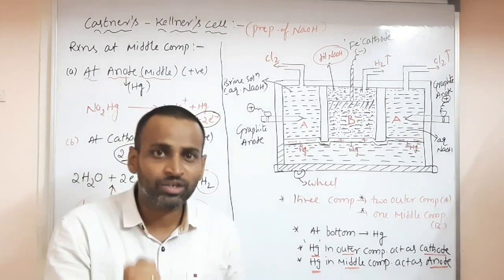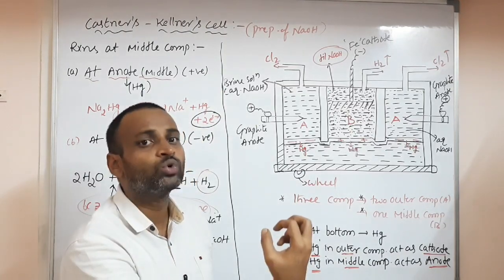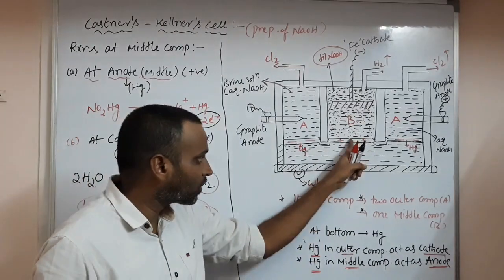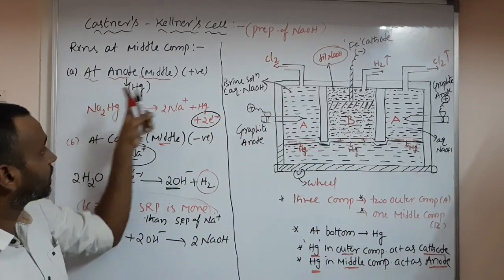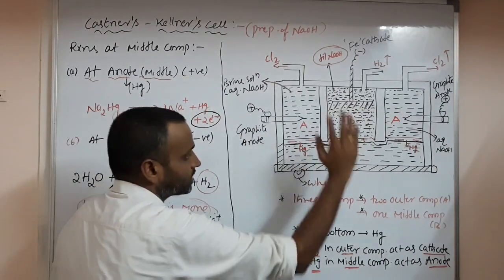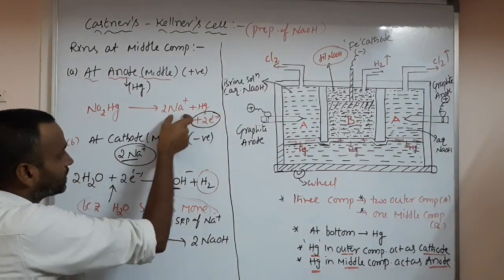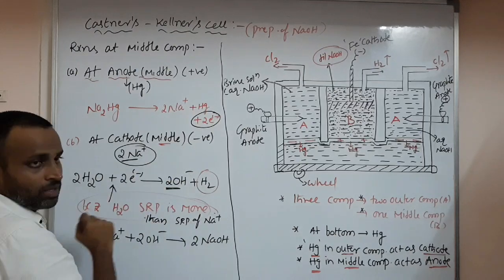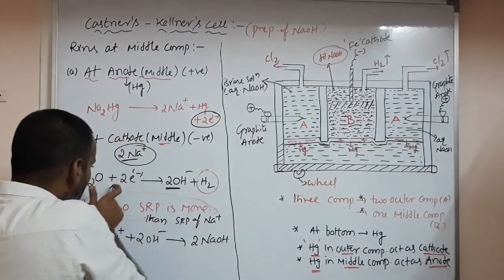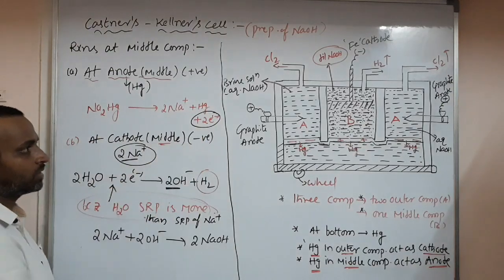Na2Hg forms at where? Outer cathode. Na2Hg is transferring to whom? Middle compartment, mercury anode. In the mercury anode in the middle compartment, Na2Hg will undergo oxidation and form Na plus and mercury, so mercury is retained. Here at the cathode, Na plus ions will come because the cathode is negative, but instead of Na plus, in dilute NaOH there is water which undergoes reduction because water SRP is more. So please have a look and write down all these things.